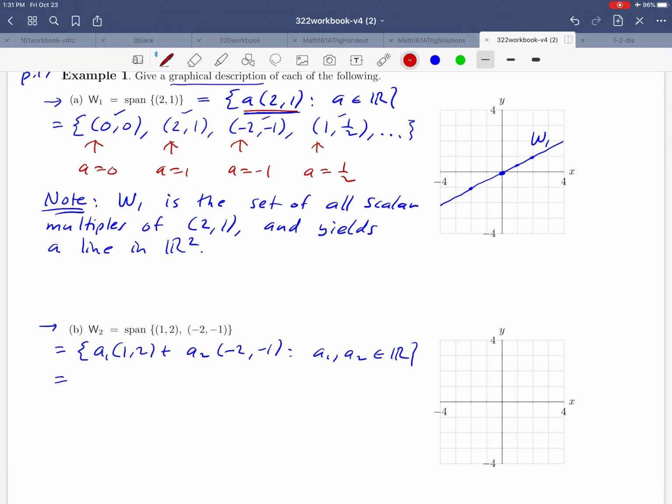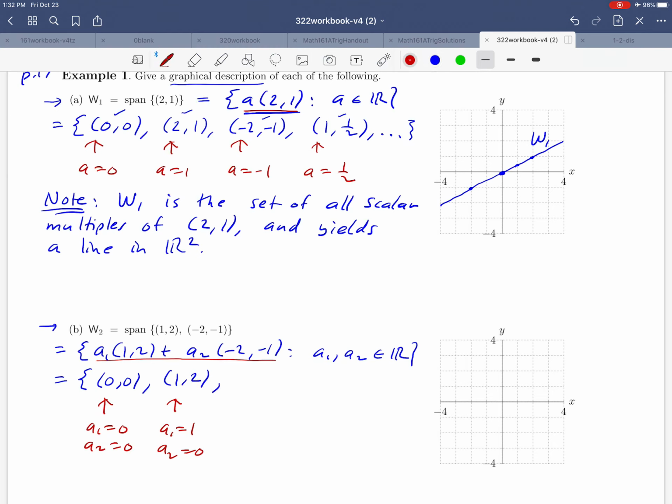Okay, so now let's start with some easy values like we did before. So if we made a1 and a2 both 0, then we're just going to get 0 times (1, 2) plus 0 times (-2, -1). That's going to give us (0, 0). And then how about a1 equals 1 and a2 equals 0? What would happen then? Well, if you substitute in 1 for a1 and 0 for a2, you're just going to get the first vector in our set, (1, 2).